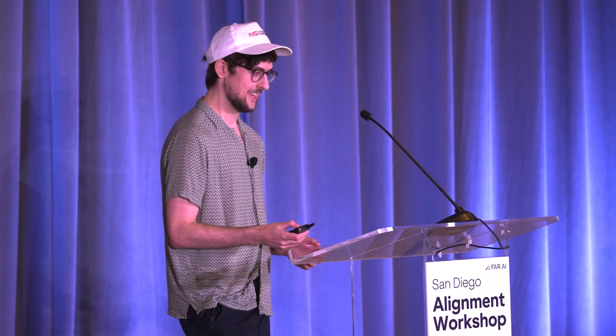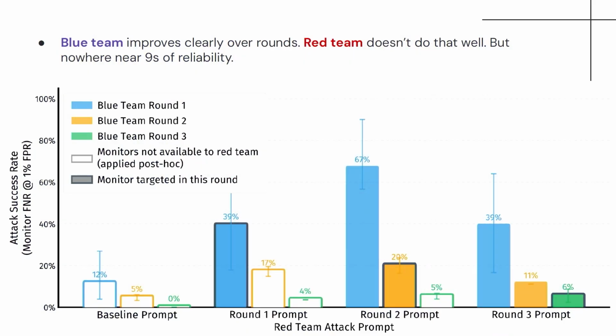So what were our results? Basically, on the y-axis here, we're looking at attack success rate, which is at this constraint of 1% false positive rate on honest agent actions. How often does the untrusted model achieve the side task without being flagged by the monitor? And the basic result is that the blue team is getting much better over time.